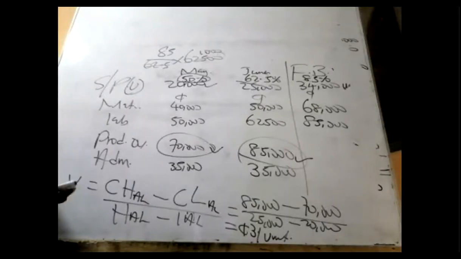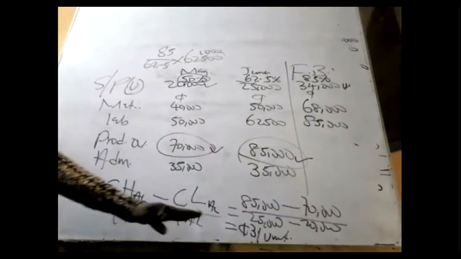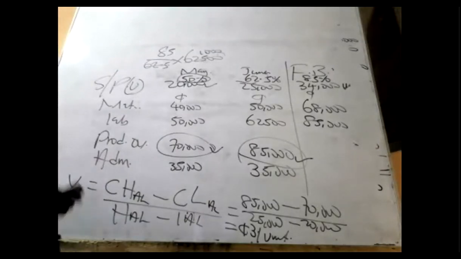Now, with the fixed cost, pick any of the activity levels. I'm going to take this one from there. So can you jot down that the variable cost is 3 Ghana cedis. So let's go.